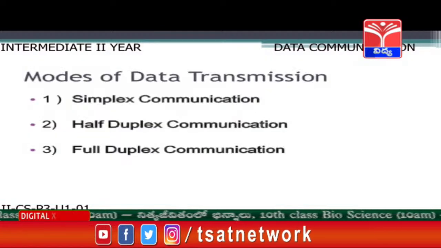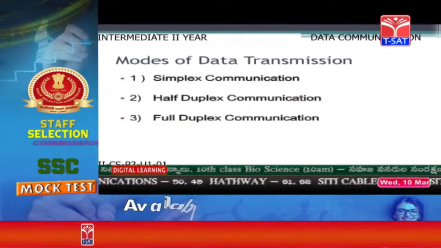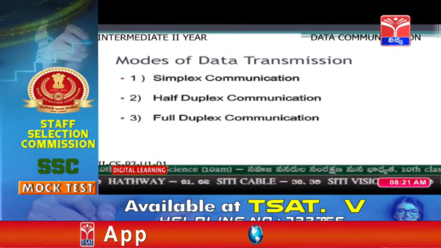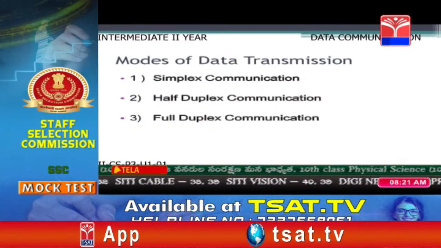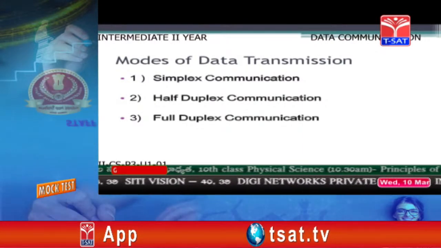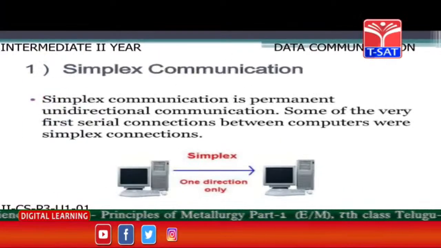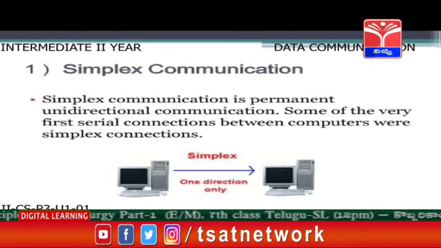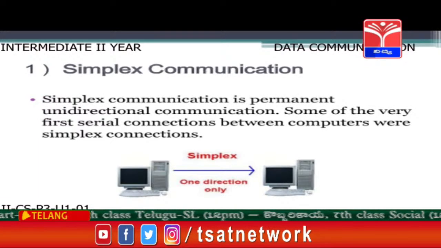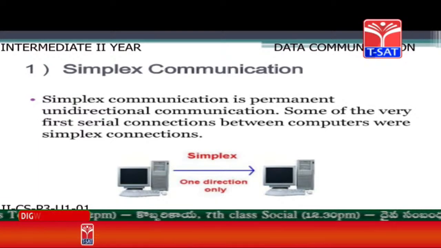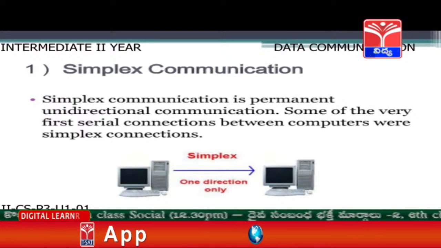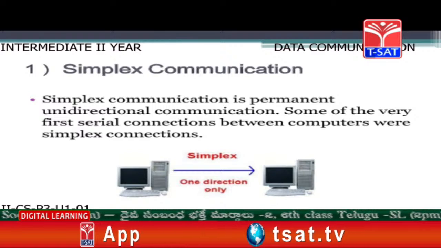Next topic, modes of data transmission. There are three types of communications: simplex communication, half duplex communication, and full duplex communication. Coming to simplex communication, it is permanent unidirectional communication. Some of the very first serial connections between computers were simplex connections.